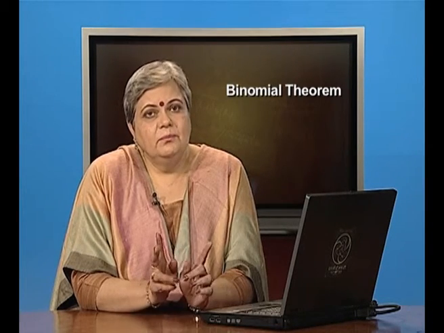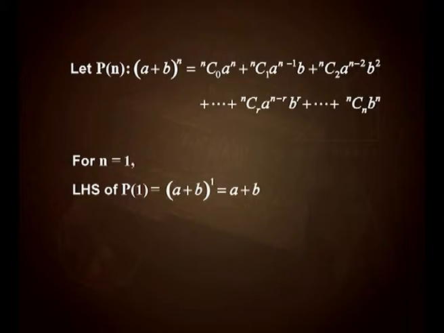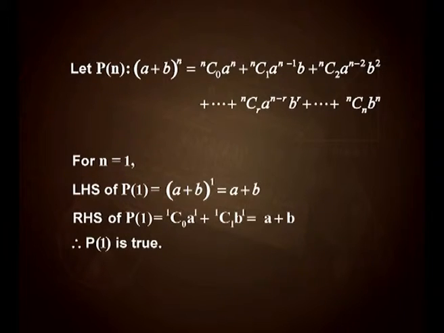So, let us start with the basic step. Is this result true for n equal to 1? Yes, right? If I take the left hand side of P of 1, it is nothing but a plus b to the power 1, which is a plus b. The right hand side of P of 1, when n is 1, is nothing but 1C0 a to the power 1 plus 1C1 b to the power 1. Both 1C0 and 1C1 are simply 1. So, it is equal to a plus b. So, we say P of 1 is true.